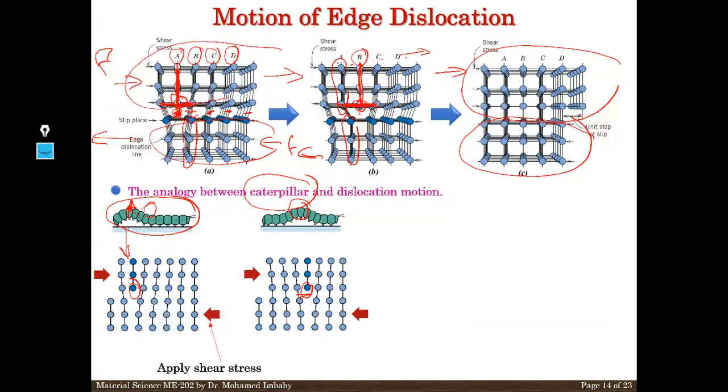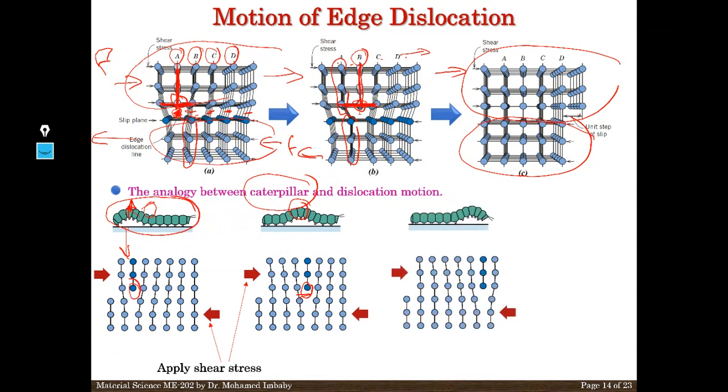It is clear. The atoms move when you exert an external force. The external force makes the dislocation move. Okay? You get the point? This is the conclusion here.